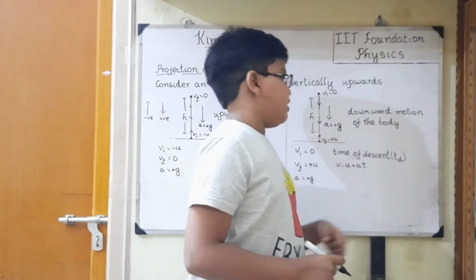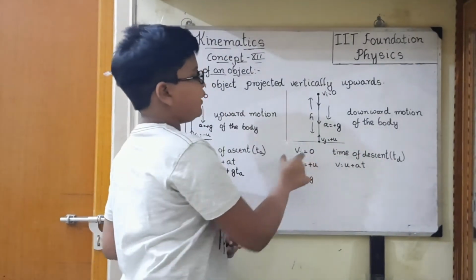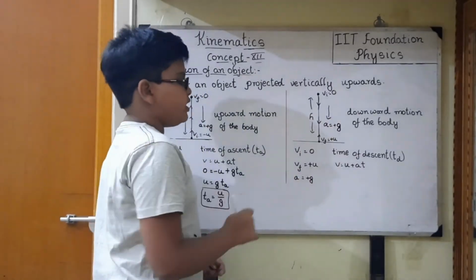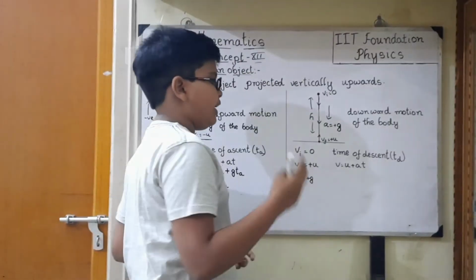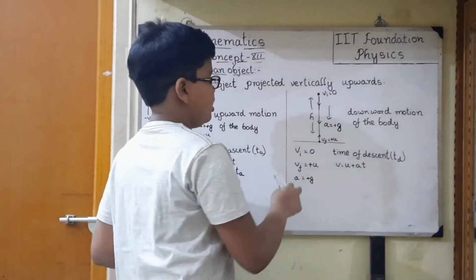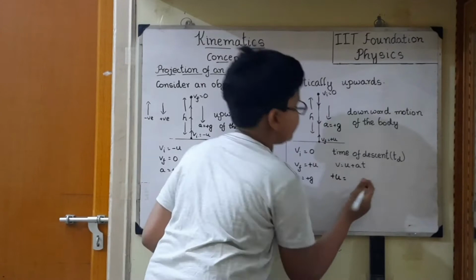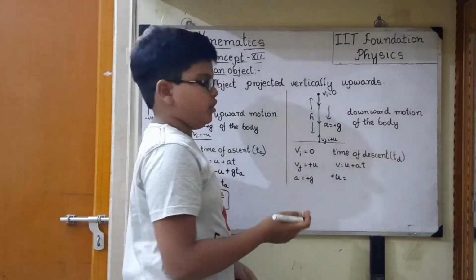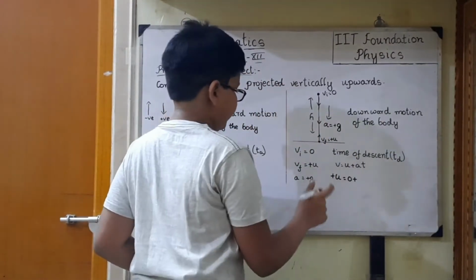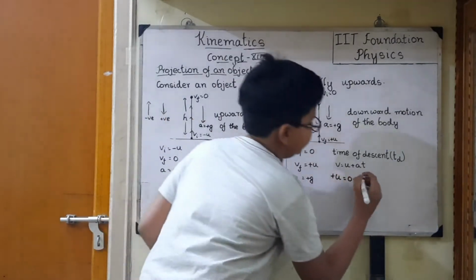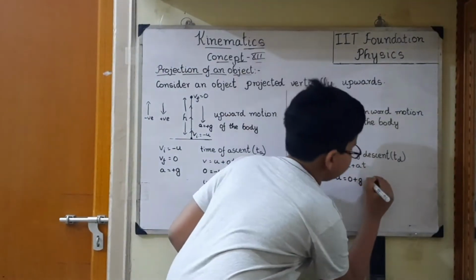Next, time of descent. Time of descent is represented with td. We know that initial velocity is 0 meter per second and final velocity is plus u meter per second. Here v is final velocity and u is initial velocity. So final velocity, plus u, is equal to u, where u means initial velocity, which is equal to 0, plus a t. Here a is plus g, so we write it as g, and t means time of descent, which is td.